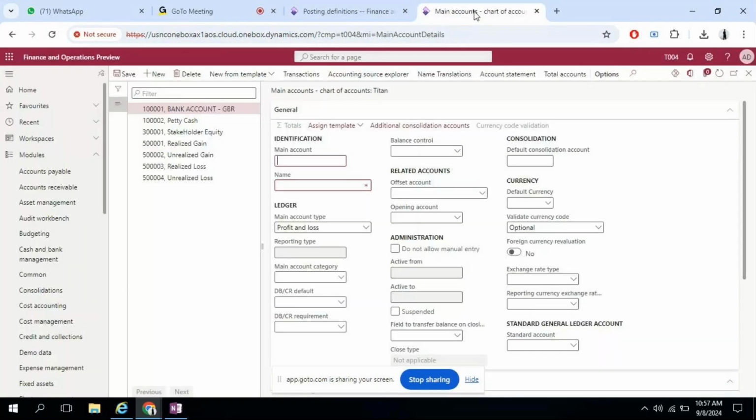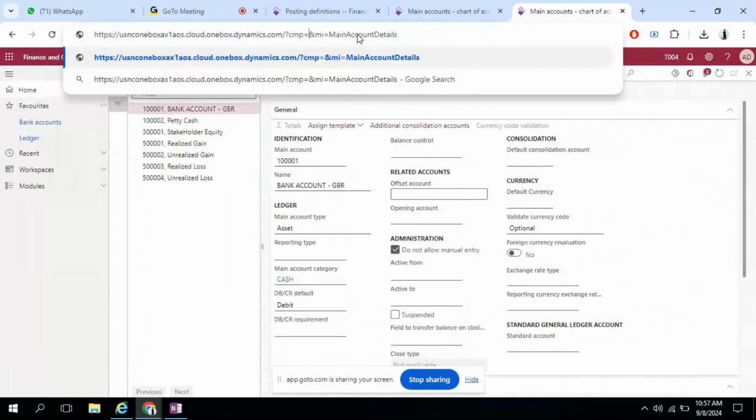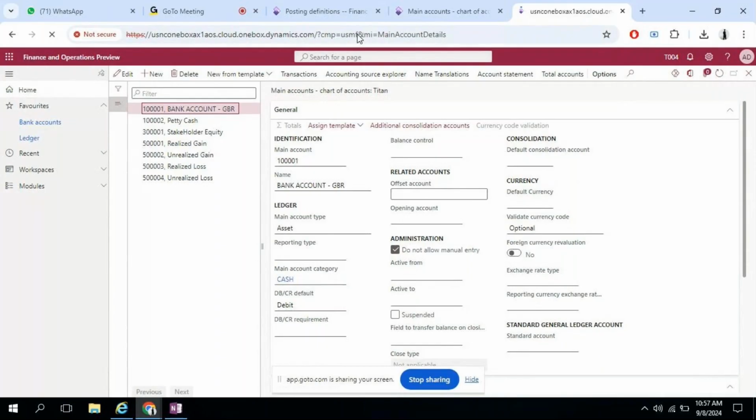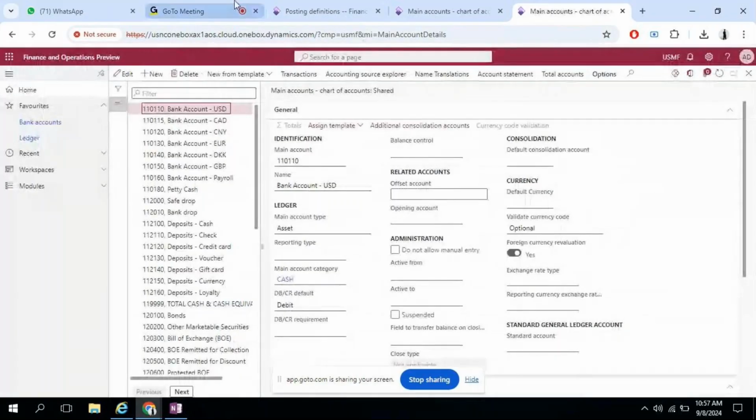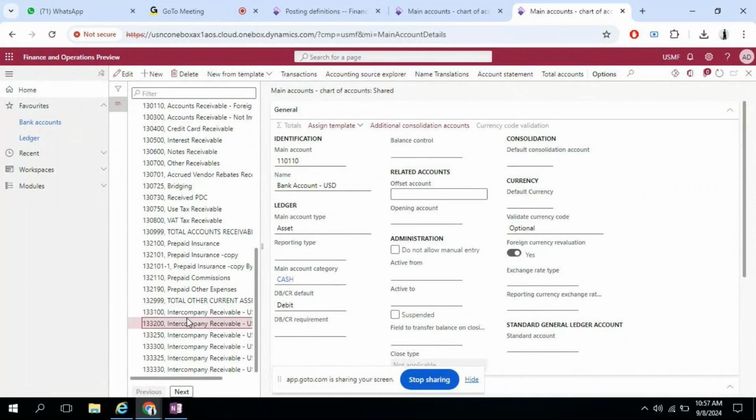Let's see where USMF is maintaining it. If I duplicate the tab, I will take the USMF entity, and over here I will take the intercompany. See, this is the intercompany receivable they have maintained on the asset side because they are receiving some amount, so we will create it under the asset side.